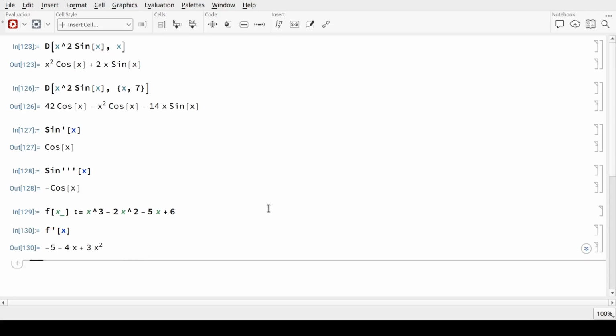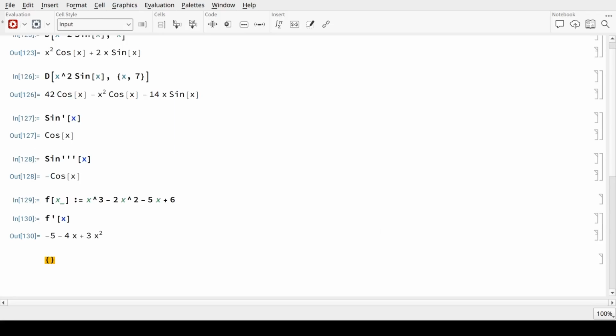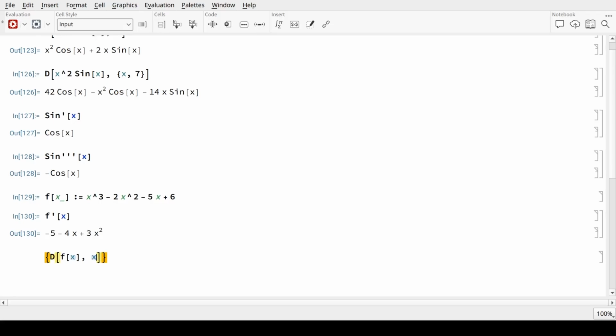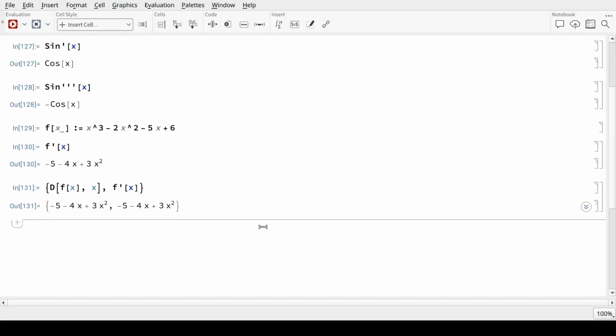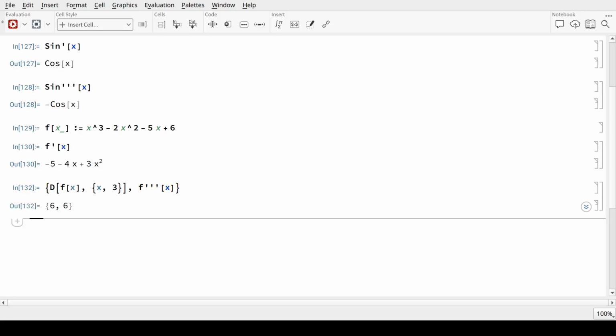If we were to compare the difference between the two, let's differentiate f of x in terms of x with the D function, and then do the exact same thing but with the tick notation. As you can see, that is the exact same thing, there is no difference. And if you wanted to, you could take the third derivative as well. Let's just add 2 ticks in there, and yes, it's just 6.